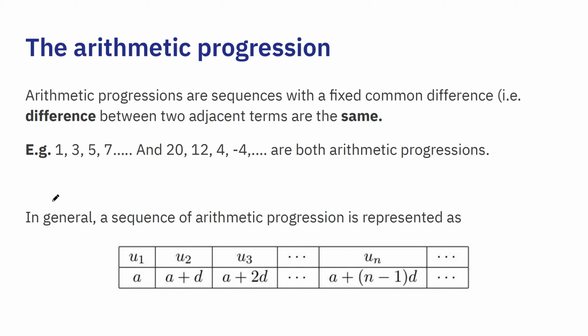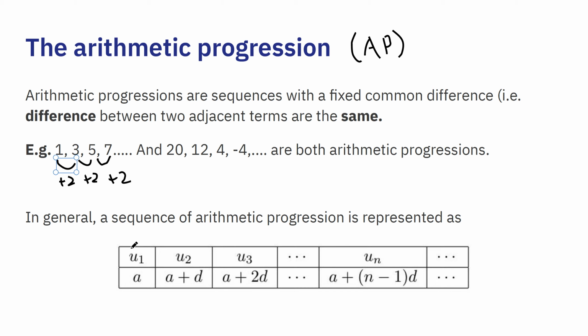So what is an arithmetic progression? Sounds kind of scary, right? So sometimes we call it AP, but an arithmetic progression is basically a sequence with a fixed common difference. So for example, you see 1, 3, 5, 7, 9, 11. The common difference here is 2, right? So plus 2, plus 2, plus 2. So the difference between two terms next to each other is the same. So this is an AP. And as for 20, we minus 8, we get 12, minus 8, we get 4. So these are both APs.